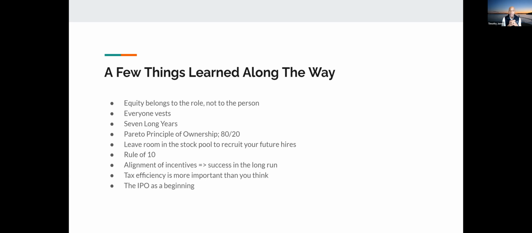When you really, really deeply understand that equity belongs to a role, not to individual personalities, it sets you up for growth in a much more healthy way. And I'll get into some of the detail on that.